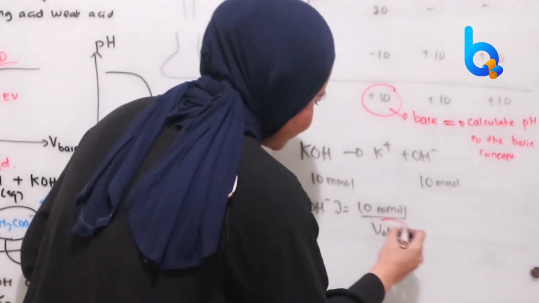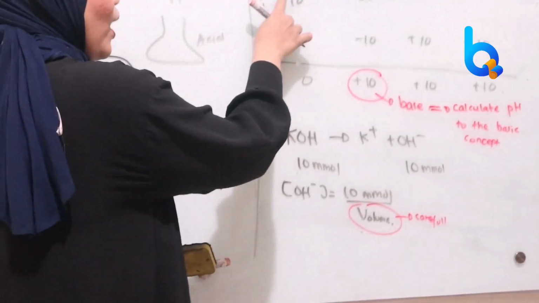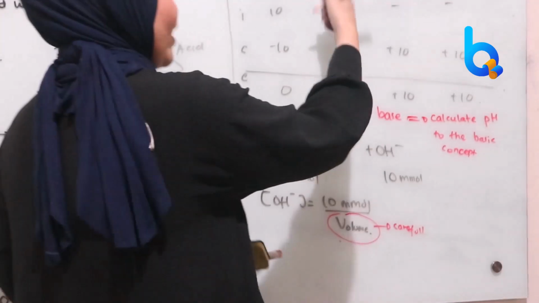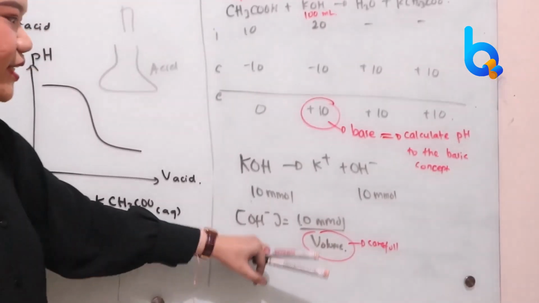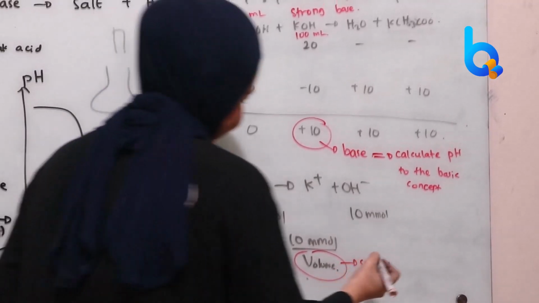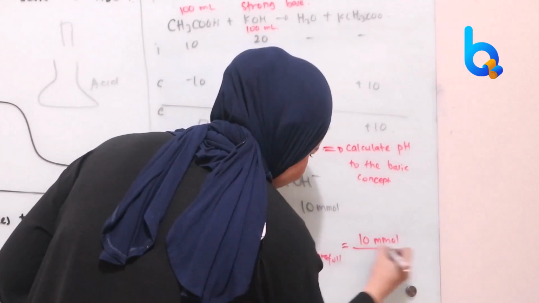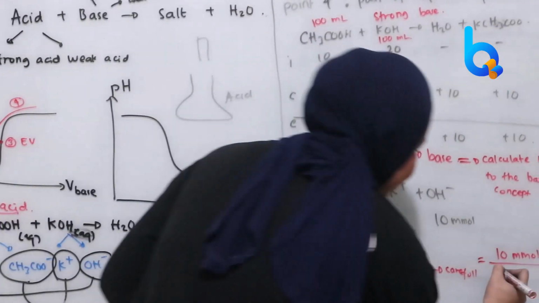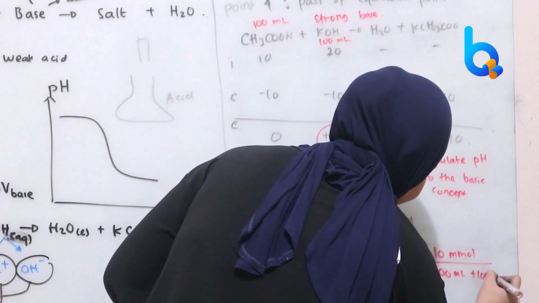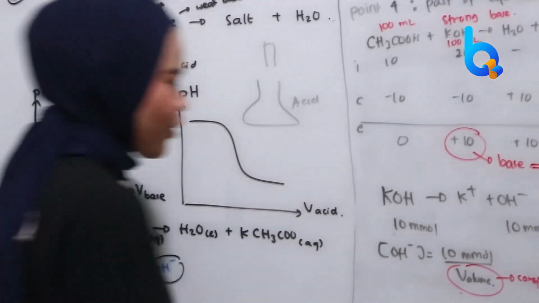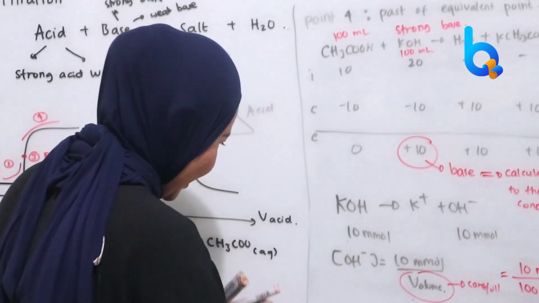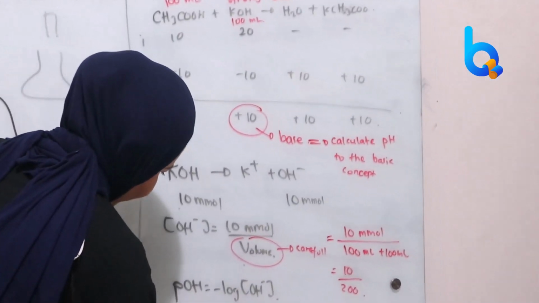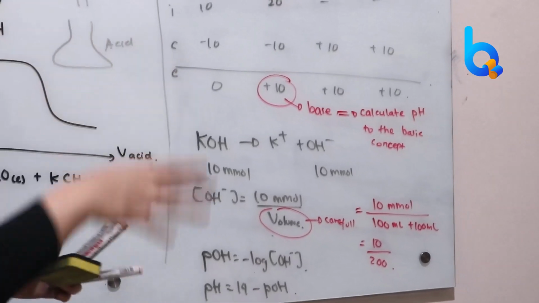I wanted to say you have to be careful in this part, okay? Because CH3COOH also has a volume, I would say milliliter. Okay, KOH also has a volume. For the calculation in this stage, you have to put them together. So 10 millimole is divided by this volume and this volume because they're in the solution together. So this is 100 milli plus 100 milli. That's 10 over 200. Okay, so you can calculate the OH minus concentration. After that, you can calculate pH as 14 minus pOH. That's it.